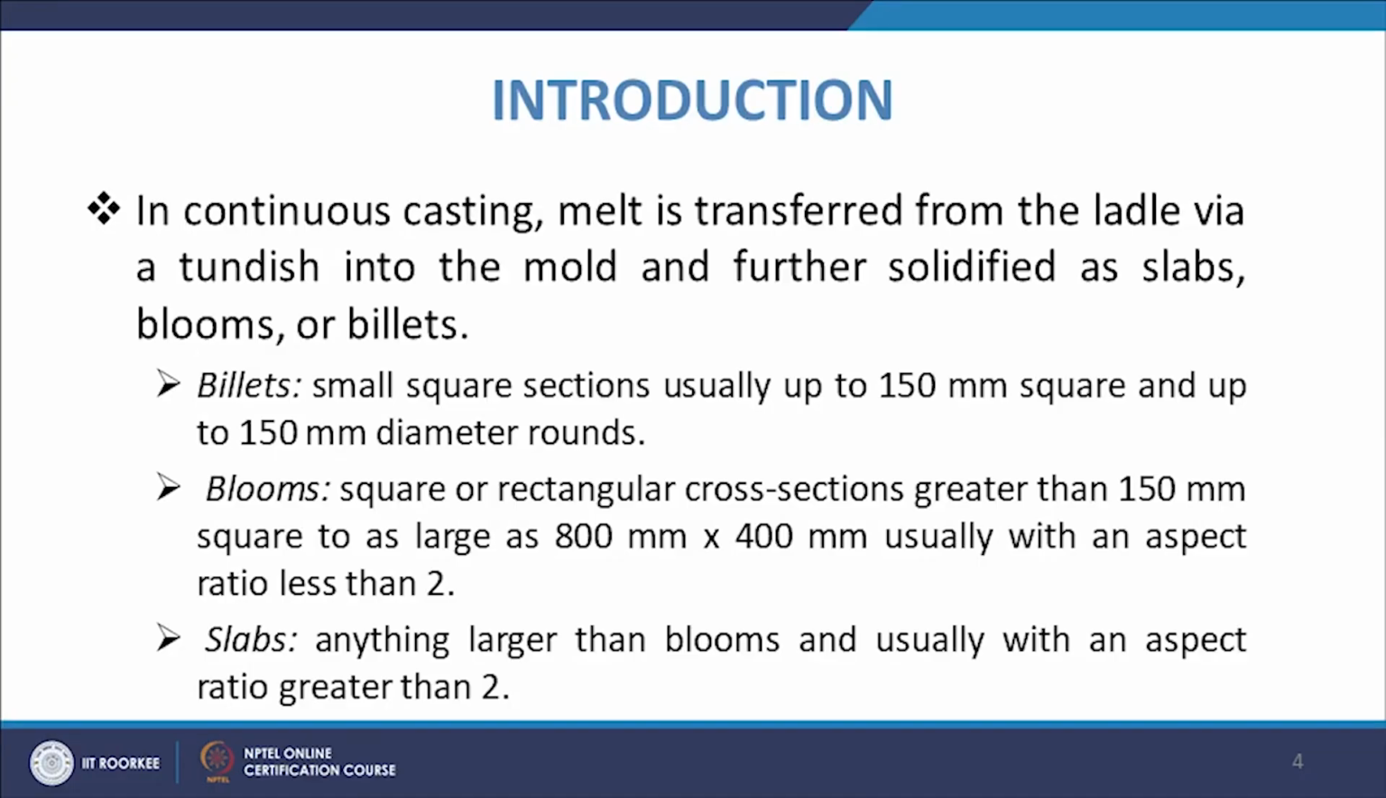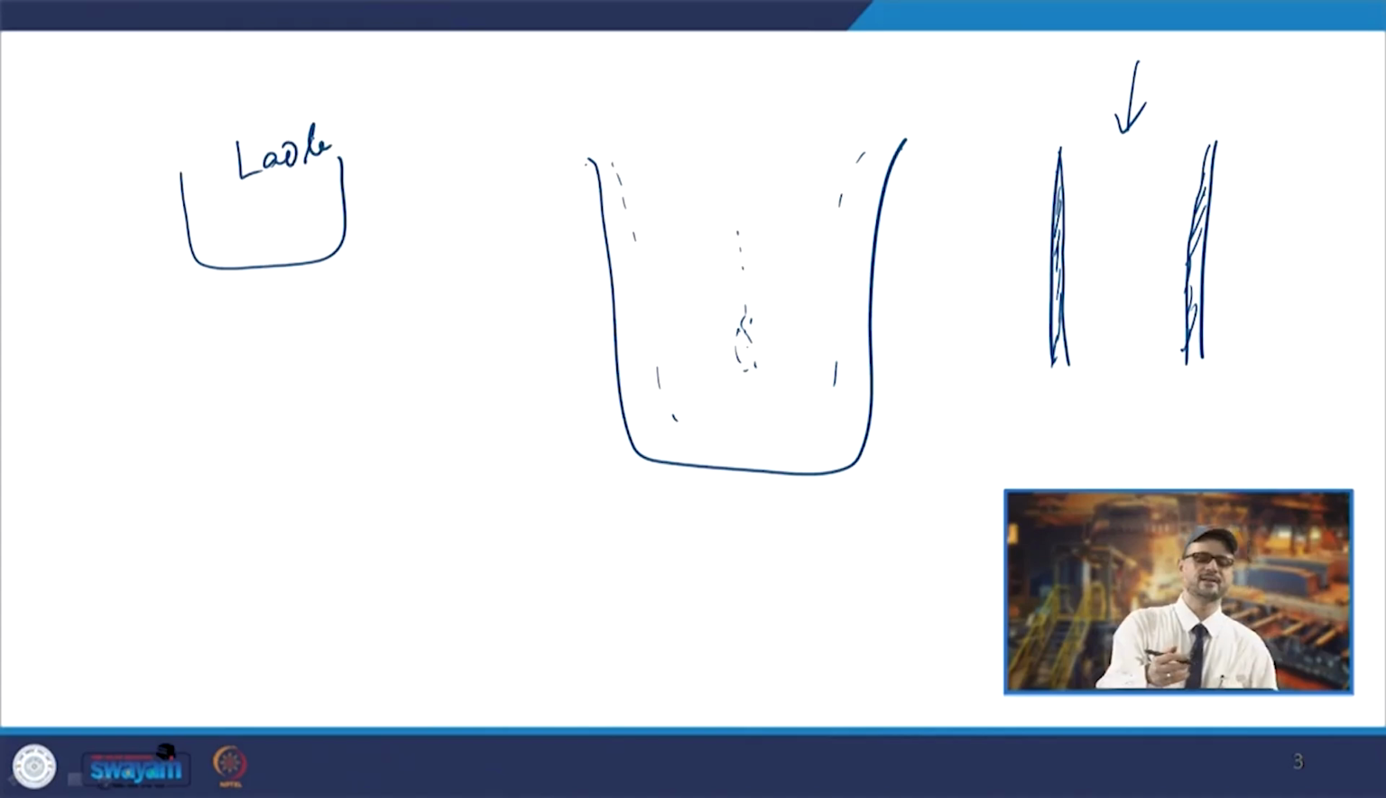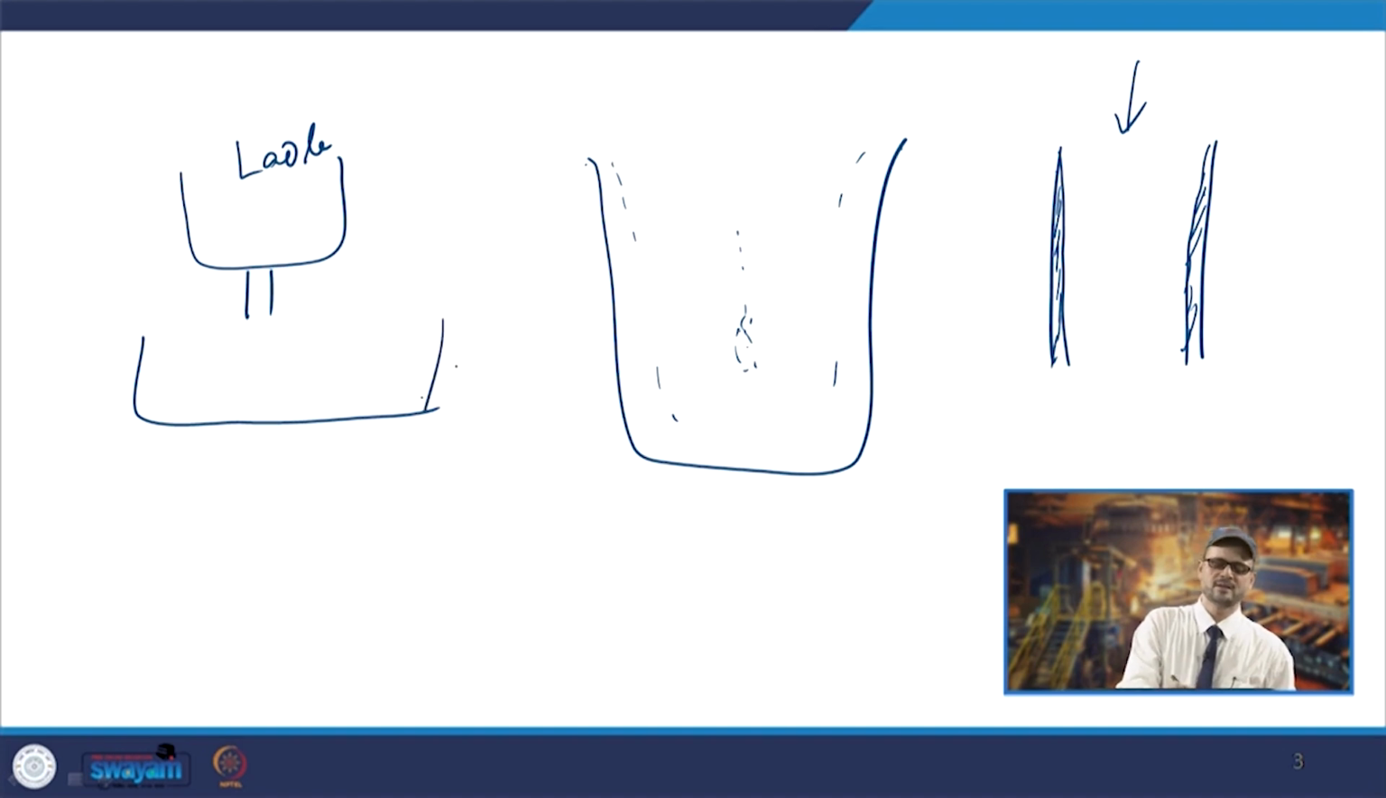Coming now to the definition of continuous casting. In continuous casting, melt is transferred from the ladle via a tundish into the mold and further solidified as slabs, blooms or billets. What happens in the case of continuous casting is that you have a ladle, which will be getting the liquid steel. Now, from this ladle the liquid metal will go into a vessel that is known as the tundish.